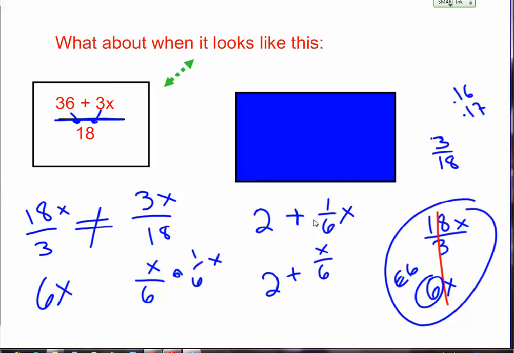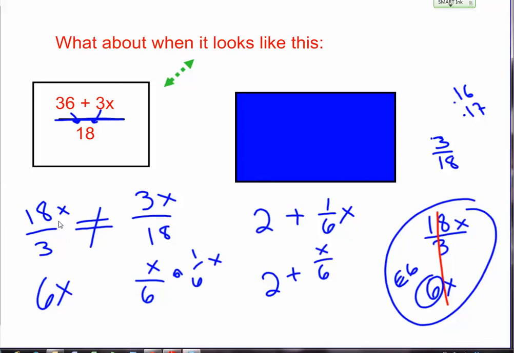That's also the same as when I have 3x over 18, I can just simplify. 3 divided by 3 is 1, and 1 times x is x on top. And on the bottom, 18 divided by 3 is 6. So these two expressions are exactly the same thing. Taking a sixth of the number is the same thing as the number divided by 6.